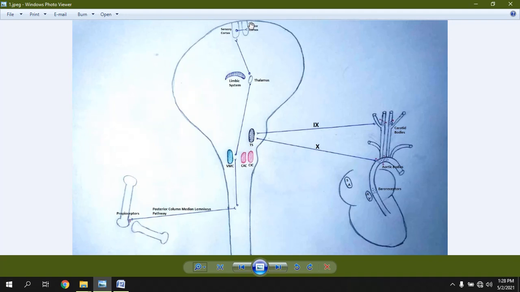Now the motor cortex will give the information. I will discuss it later. The fourth one was the limbic system, from where the limbic system gets the information, and how the limbic system helps in the regulation of the blood pressure.